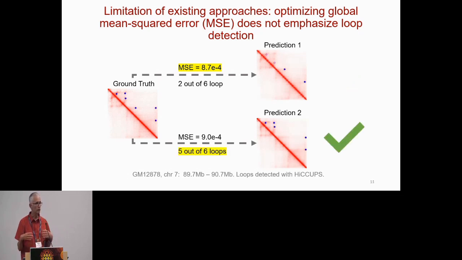On the other hand, if we take a loop caller and we run it on the actual observed data and on your prediction, in this particular case, the second one makes much better predictions. So if you estimate how good this model is in terms of the proportion of recovered loops, then you prefer the second one. So we want to have a model that will do both of these things simultaneously.